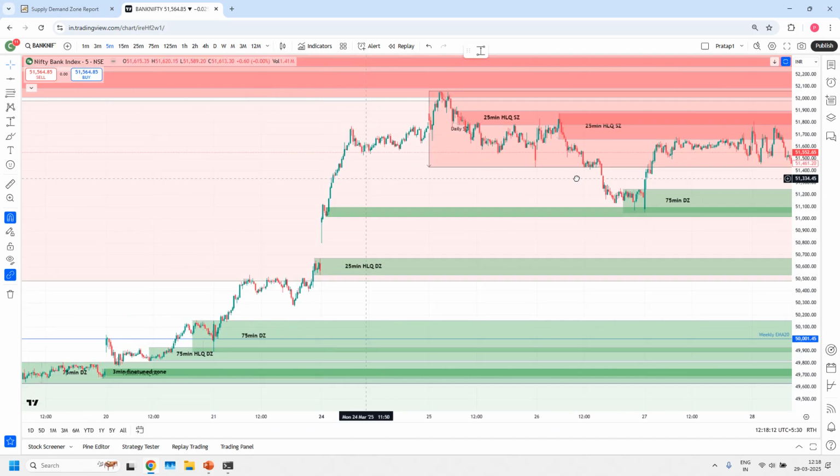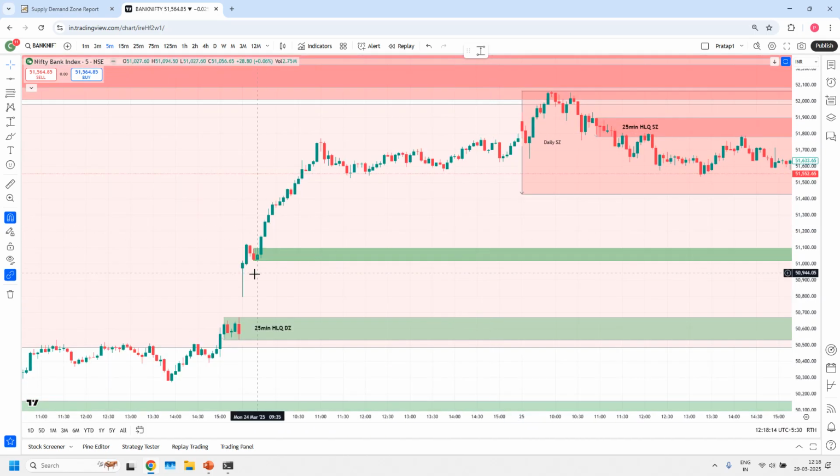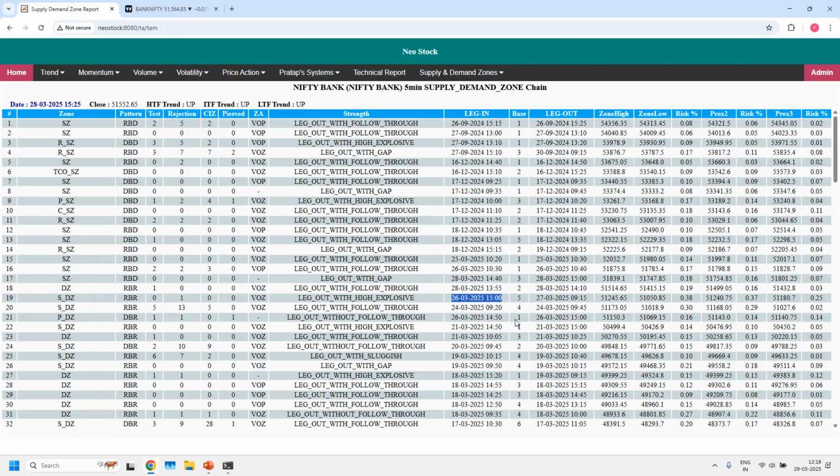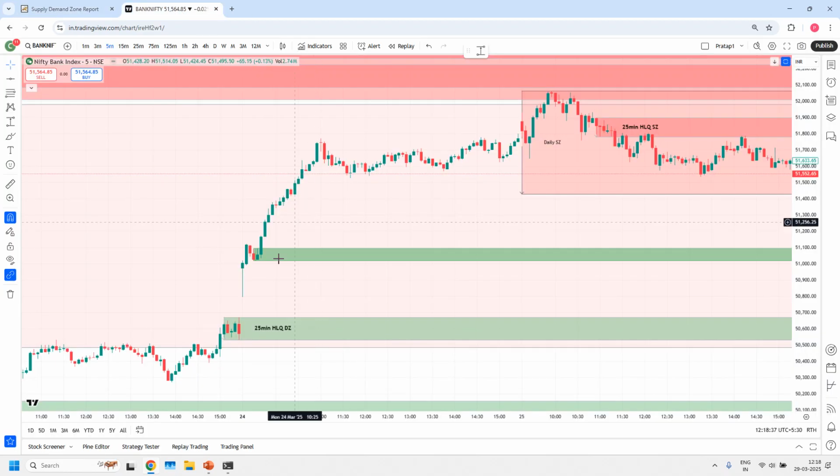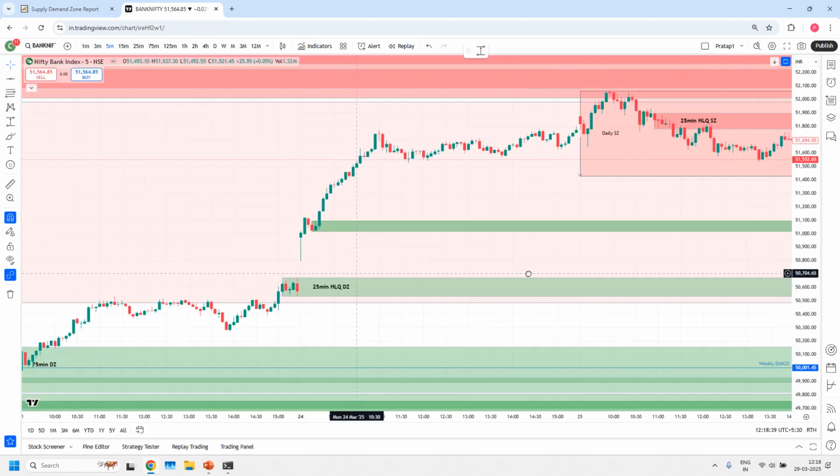That way you will be planning. But is it a high liquidity zone? Is it a normal zone? That we will see later. This is 24th March, 9:35, leg out. See the next one, 24th March, 9:20 is the leg in. That is also a high liquidity zone. This is the one.